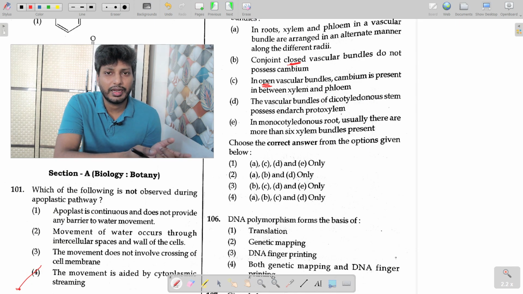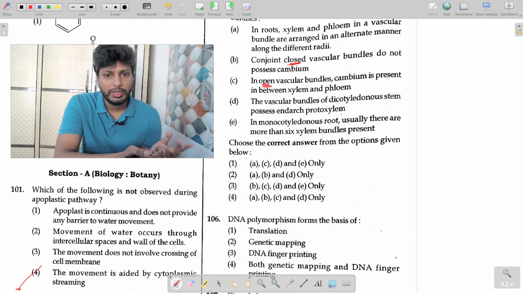What do you mean by endarch? Endarch means the protoxylem is present inside, and the metaxylem, which is formed later, is present outside. Whereas in case of roots, which type of arrangement is there? It is exarch. In exarch, we see that protoxylem is outside and metaxylem is inside. So option number 4 is also right.